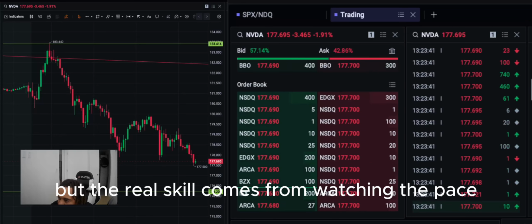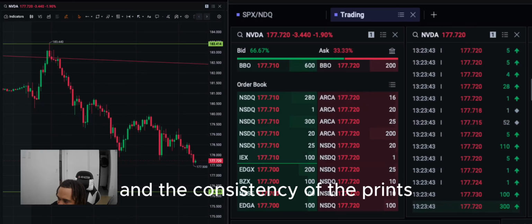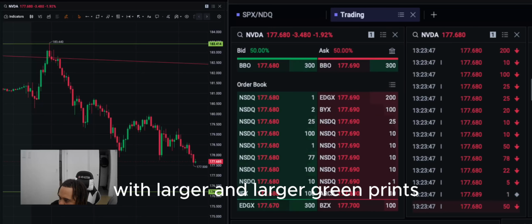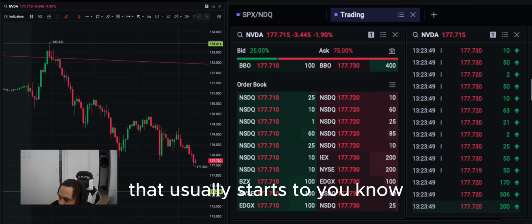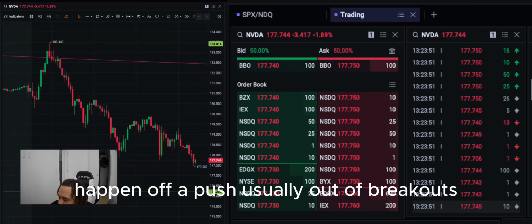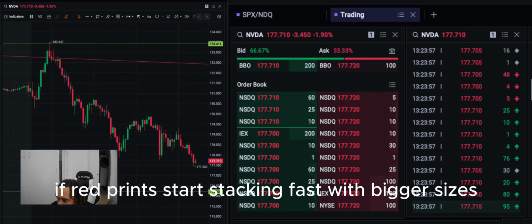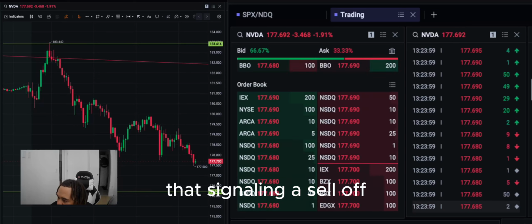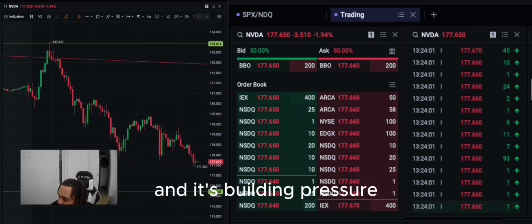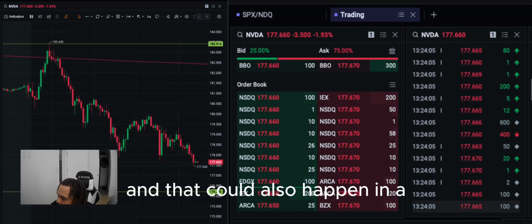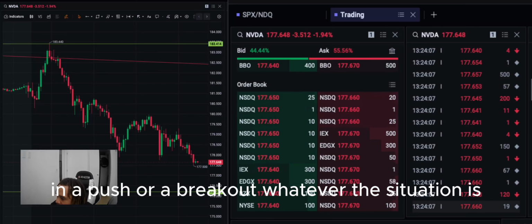But that's pretty much it. The real skill comes from watching the pace and the consistency of the prints. If the prints start speeding up with larger and larger green prints, you're seeing momentum buying. That usually happens off a push, usually out of breakouts. If red prints start stacking fast with bigger sizes, that's signaling a sell-off and it's building pressure. Same thing, just the other way around, and that could also happen in a push or a breakout, whatever the situation is.